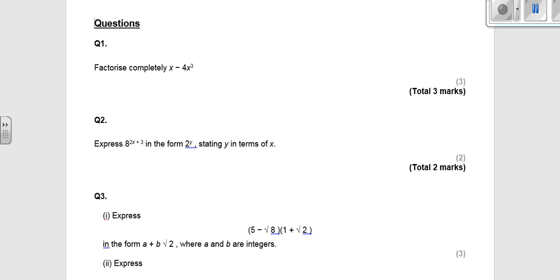So this is your initial assessment. What I want you to do is watch through this, make notes, and then if needs be, watch a question over and over again until you understand it. Right, first one, factorise completely.